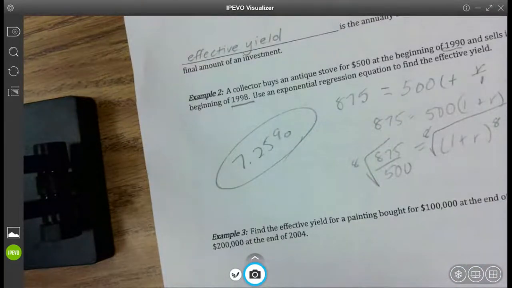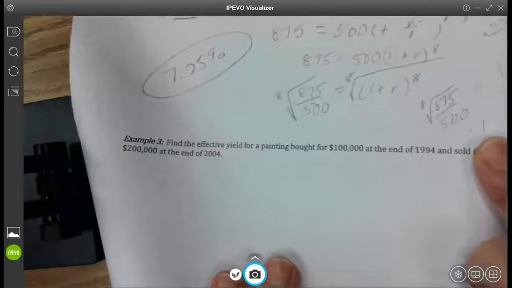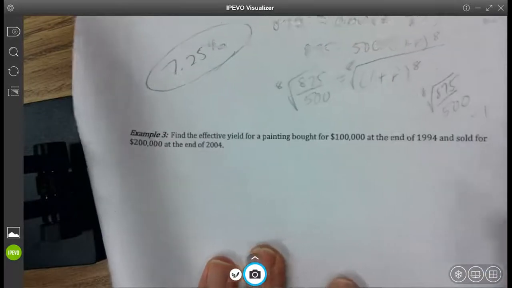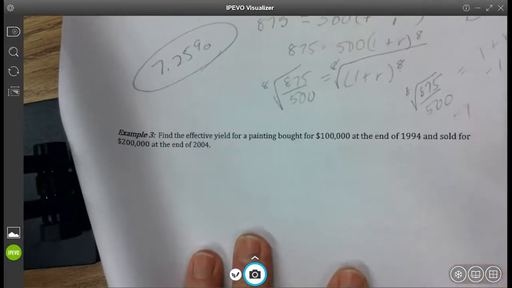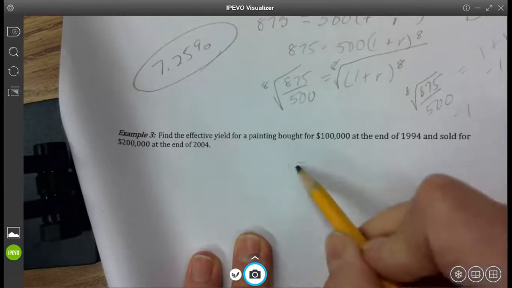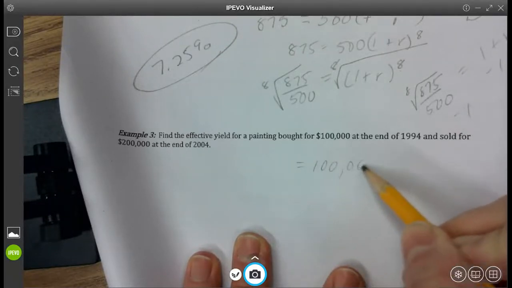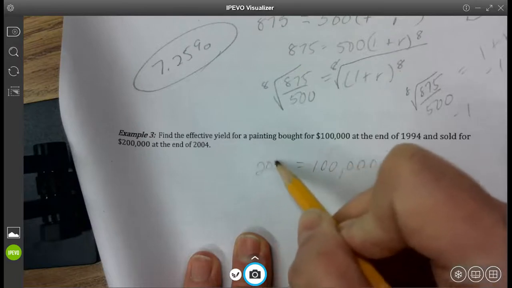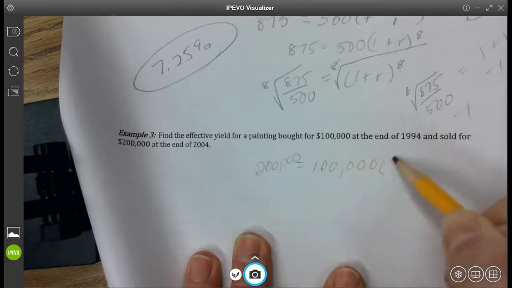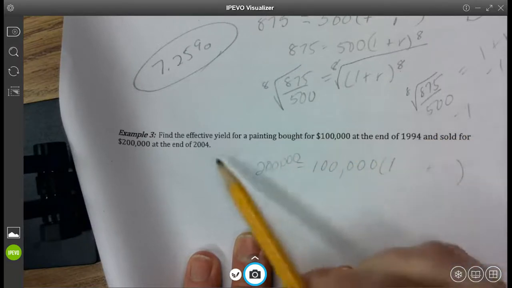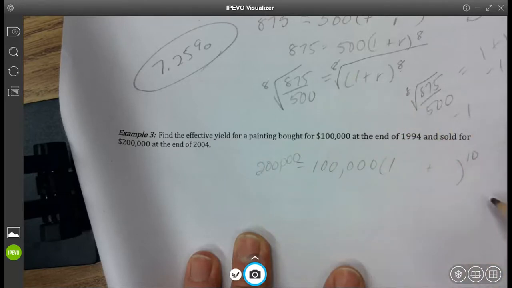Okay, and that's how you can figure out with loans, with cars, with things like that. You work backwards. It says find the effective yield for a painting bought for $100,000 at the end of 1994 and sold for $200,000. So you bought it for $100,000 and then sold it for $200,000 at the end of 1994. So that'd be 10 years that went by.